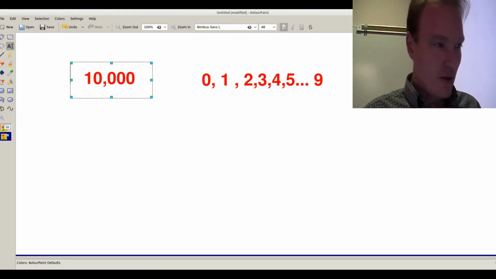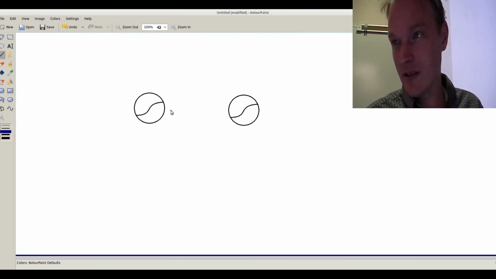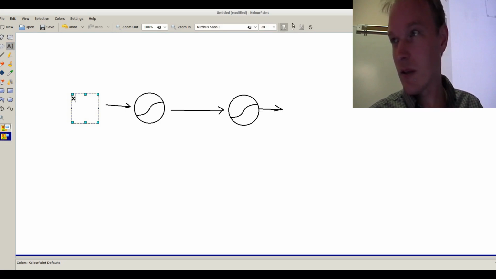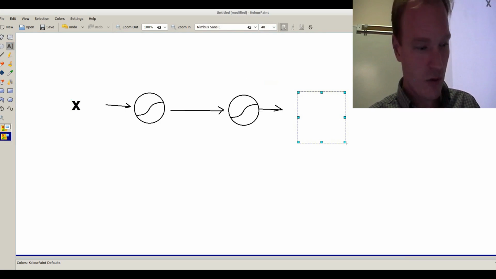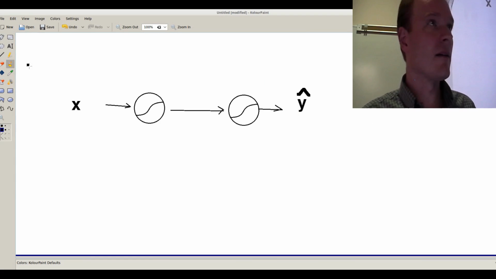Let's talk about, I started drawing a neural net here. I'm going to draw a very simple neural net so I can keep my math simple. Suppose we feed in x, that's a tiny x, and we get out y with a hat.